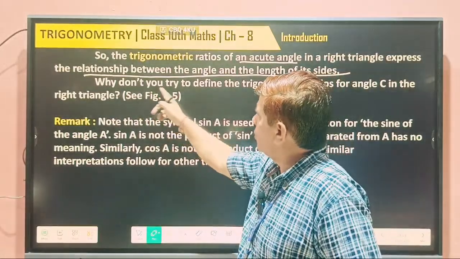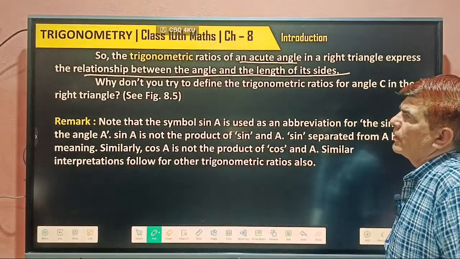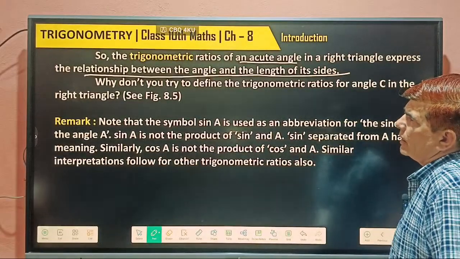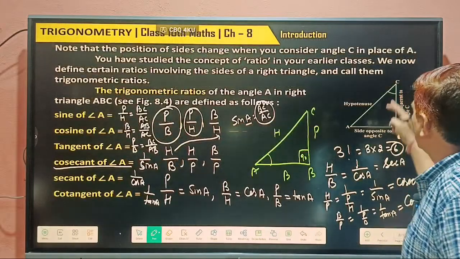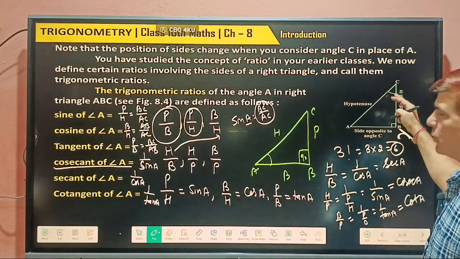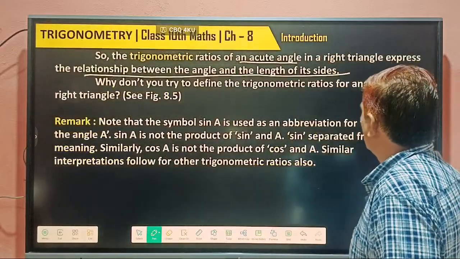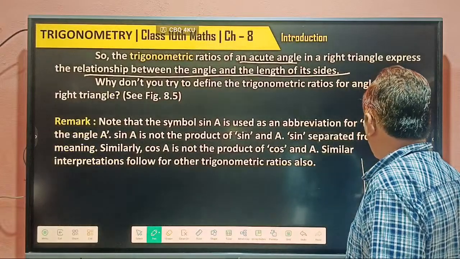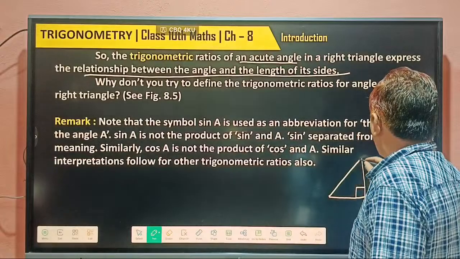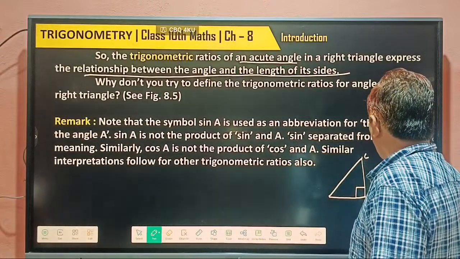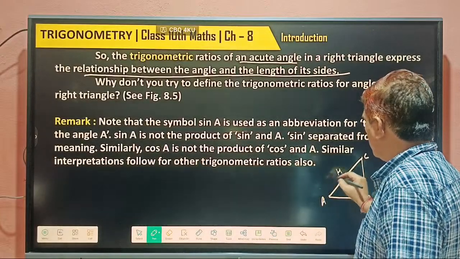Next question, why don't you try to define the trigonometric ratio for angle C in the right angle triangle ABC. See, look here. This is the angle C. Is it possible or not possible? Possible. So how can I take it? I will take this triangle. Right angle is this. This is C, B, A. And this is the hypotenuse.